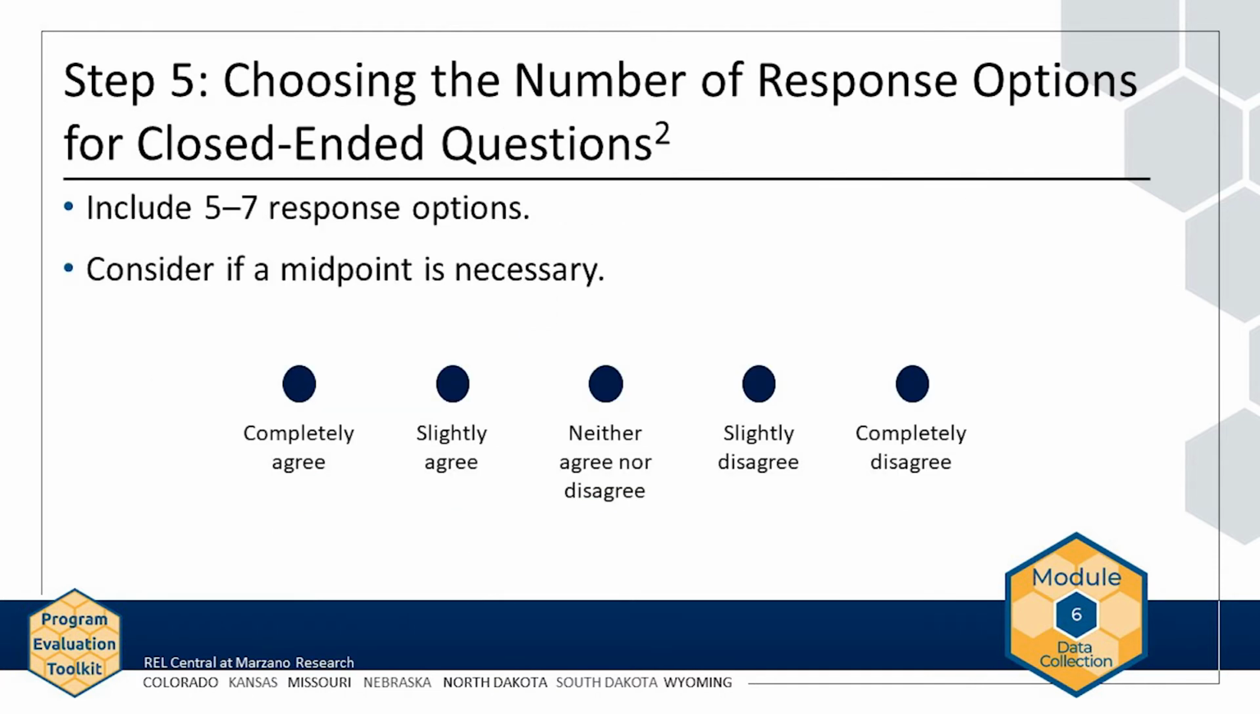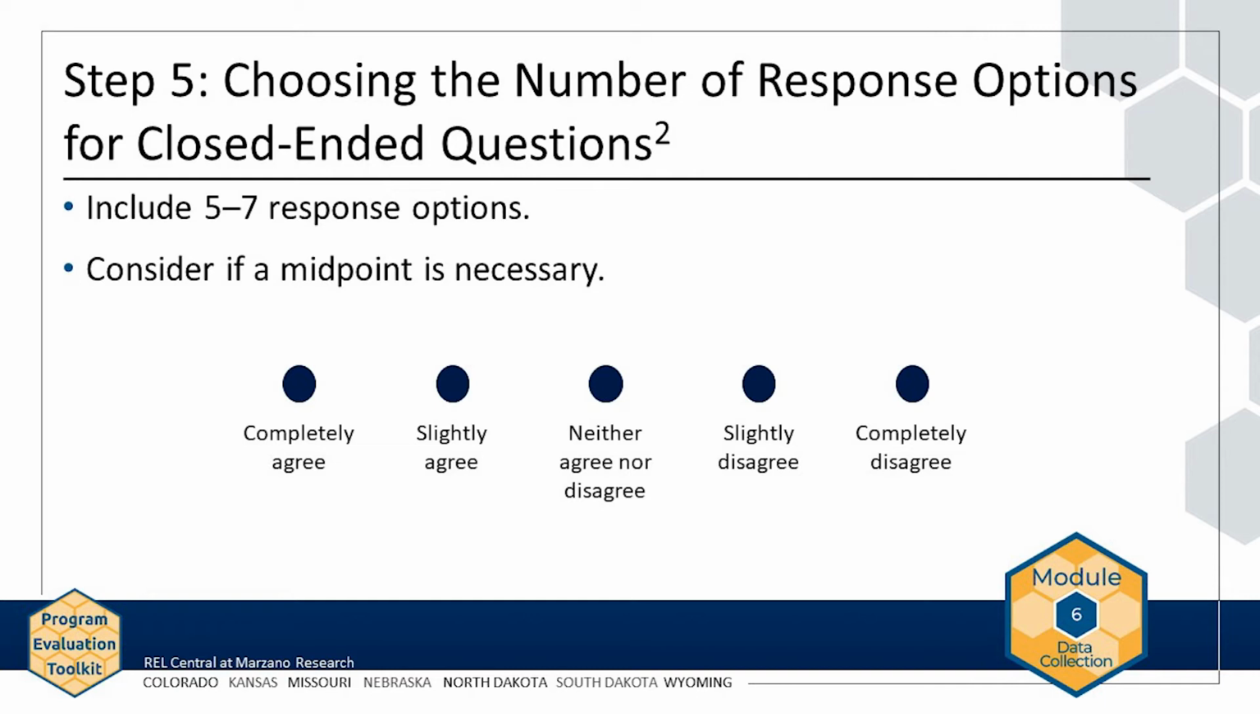Also consider how many response options to include for closed-ended questions. It is not recommended to have more than 7 response options in a rating scale. 5 options are usually sufficient. Limiting the number of options ensures that respondents are not puzzled, for example, by the difference between an 11 and a 12 on a 15-point scale.